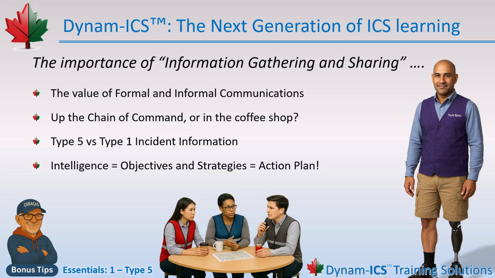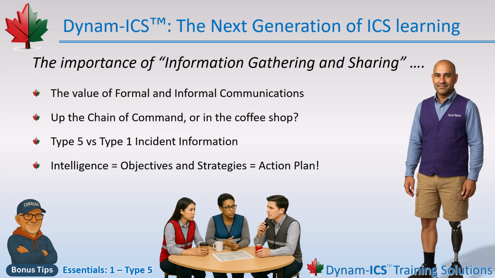When it comes to managing an incident, information is everything, but it only helps if it's accurate, verified, and shared through the right channels. There's a big difference between formal and informal communication. Formal information follows the chain of command, things like task assignments, resource orders, safety messages, or after-action review updates. It's traceable, reliable, and forms the official record of what's happening.